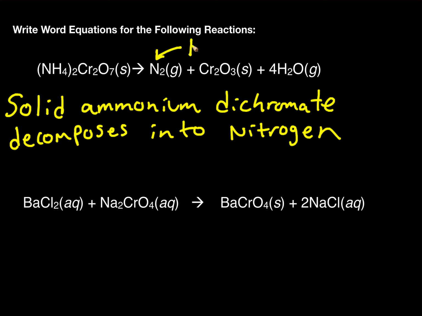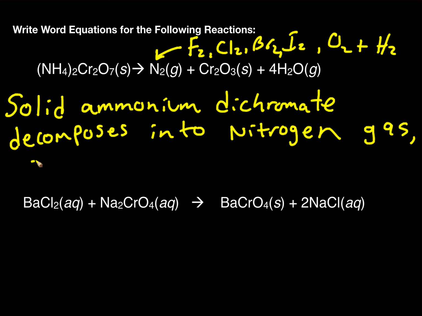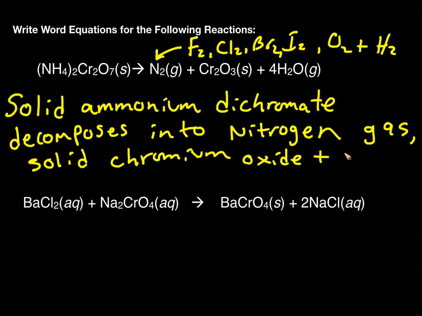We have the halogens, F2, Cl2, Br2, I2, O2, and H2, besides N2. So, into nitrogen gas, solid chromium oxide, and if you wanted to say gaseous water, you can, but we could also say water vapor.